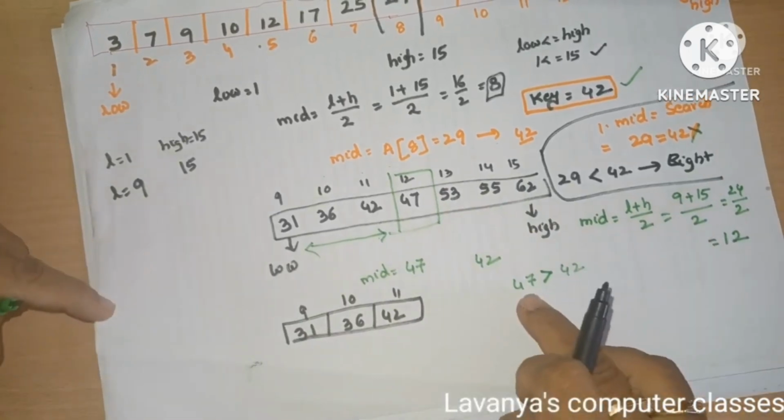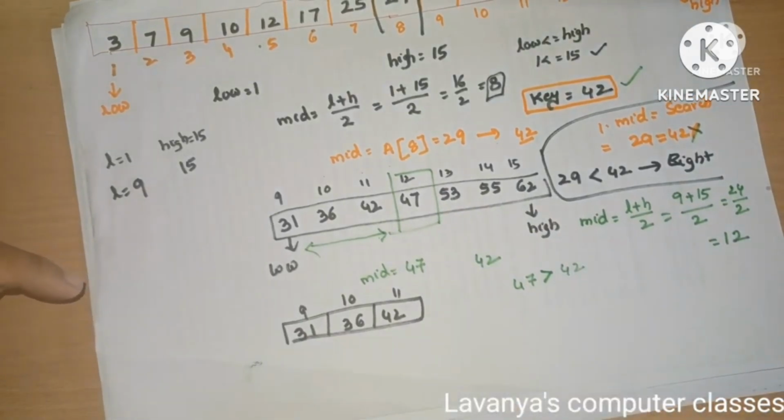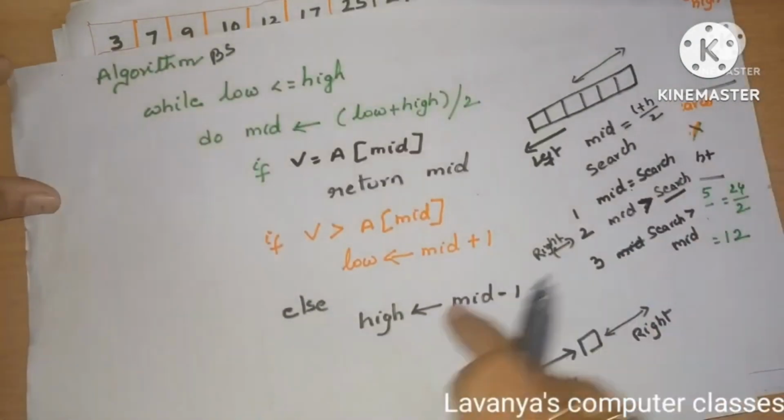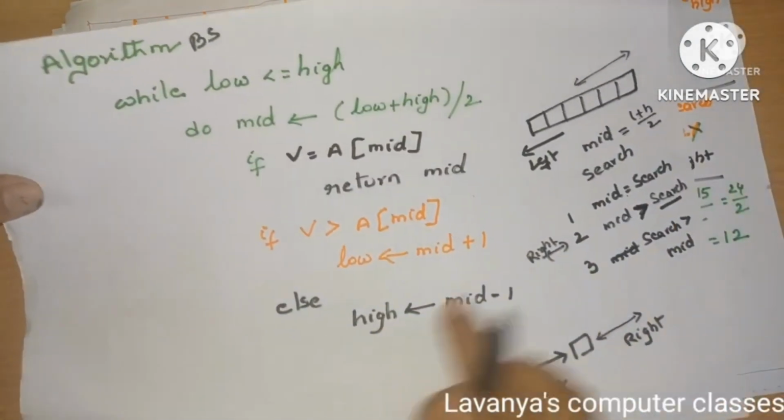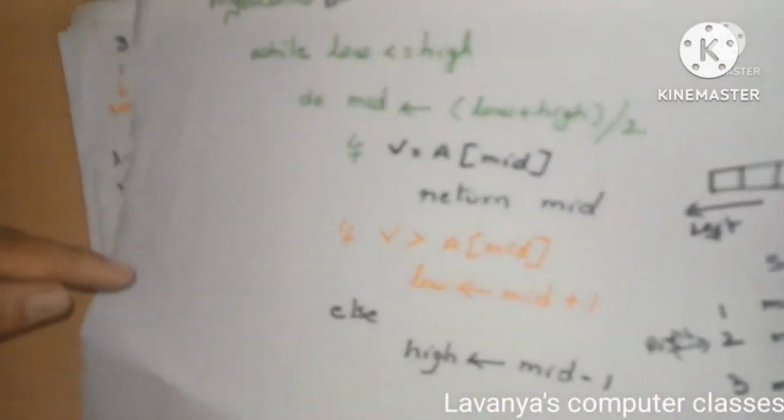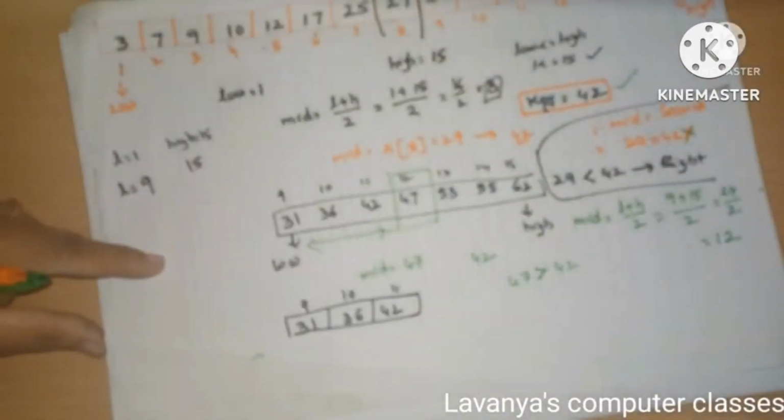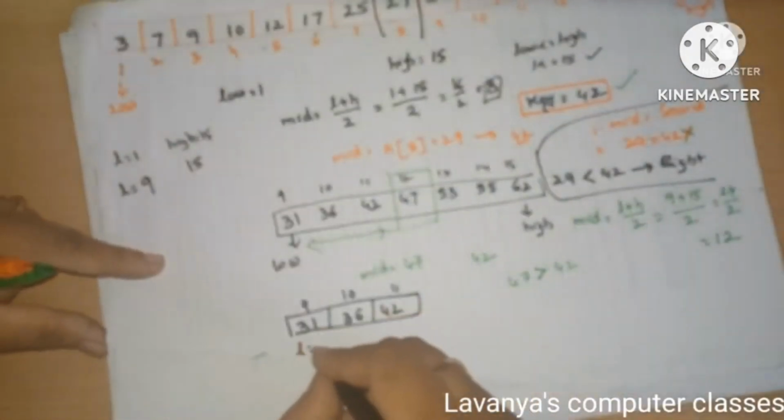So whenever the middle element is more than the search element, we have to change the high value. High equal to mid minus 1. So what is the high value? Low has no change, low is 9 only.